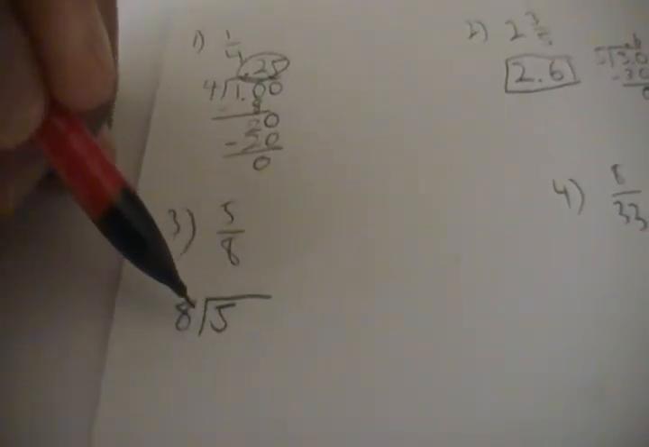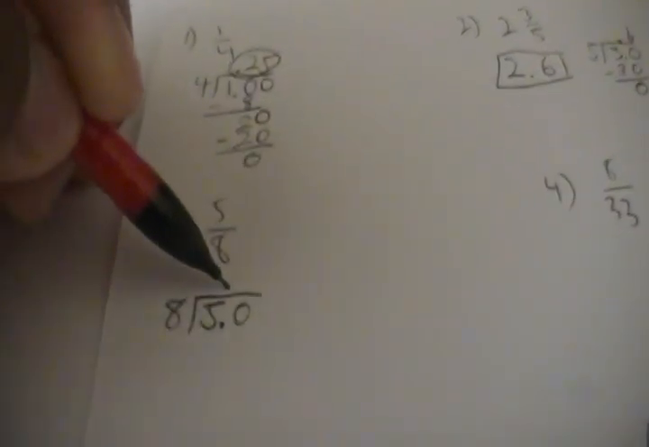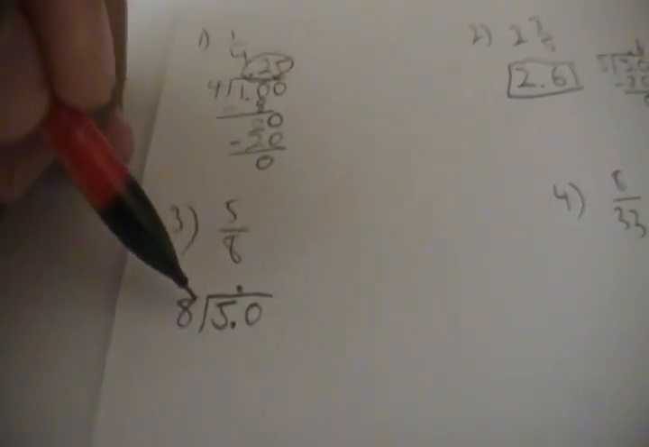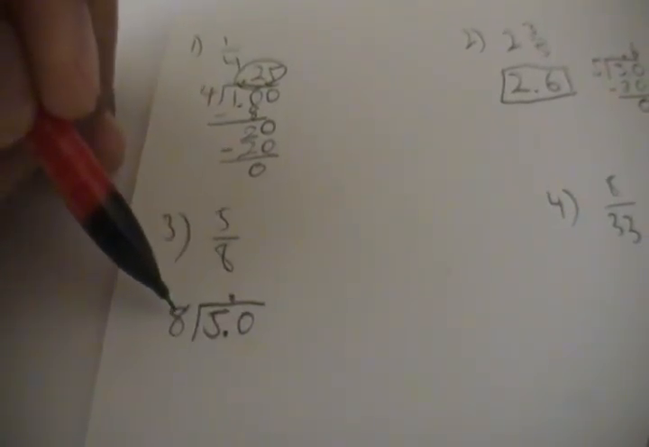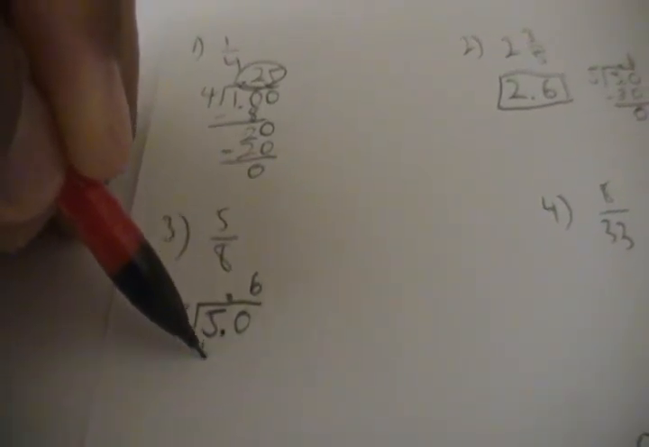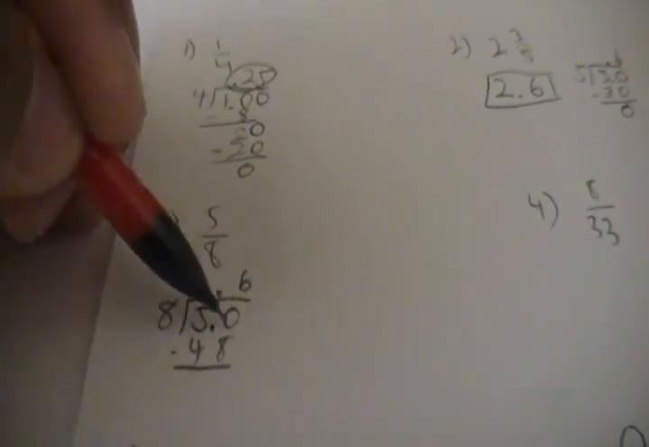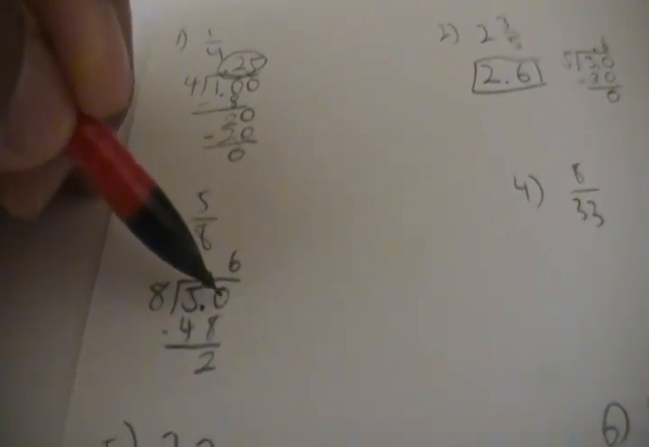Alright, so this, we're going to do long division. Since 5 is smaller than 8, we have to add a decimal point and a 0. Put the decimal point on top. So 8 goes into 50 how many times? 6. So 8 times 6 is 48. Alright, we subtract that, and we have 2 left over. Alright, so now we add another 0, bring it down.